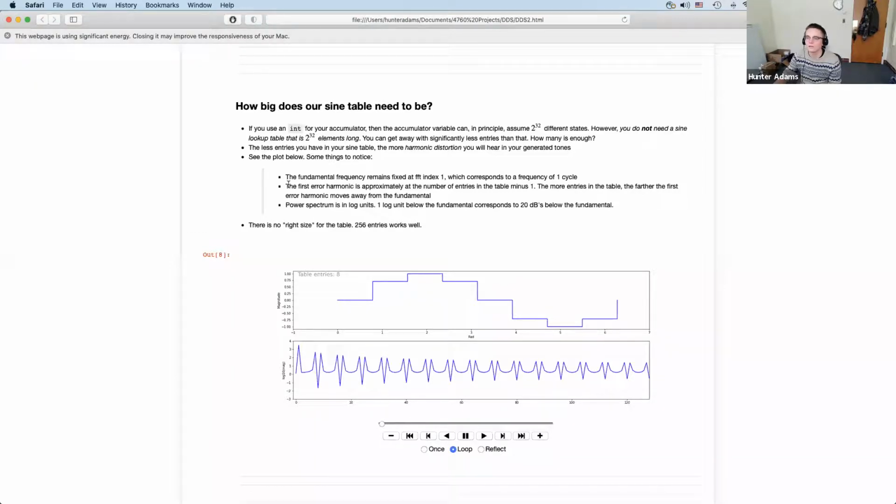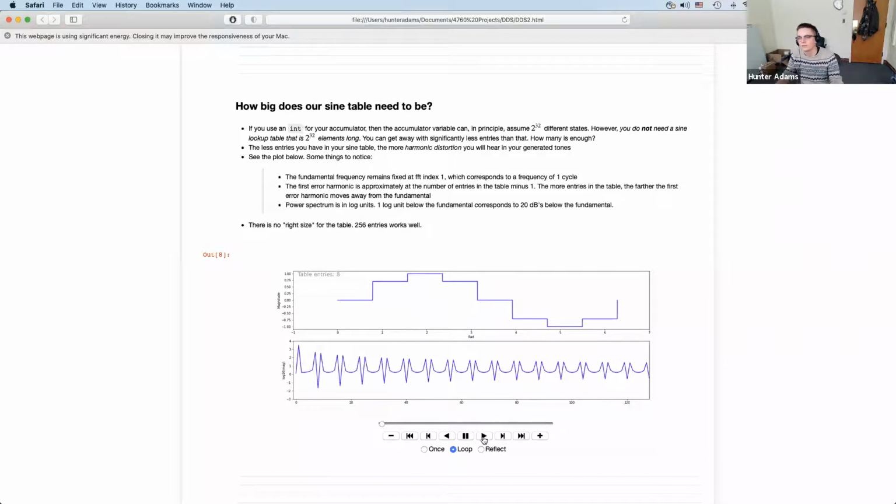In fact, the first harmonic will remain at approximately the number of entries in the table minus 1. So right now we have 8 entries in the table, so the first error harmonic is somewhere around 7 or so. And I'll point out too that this plot here is in log units. So 1 log unit corresponds to 20 dBs.